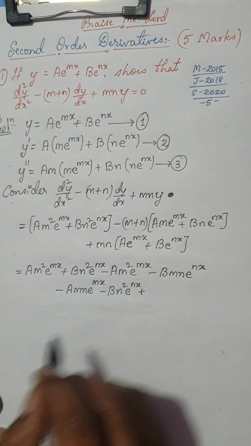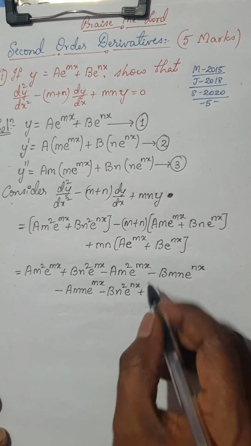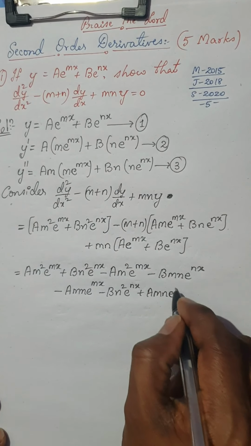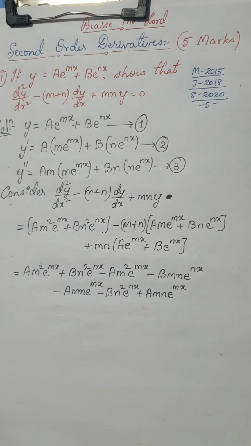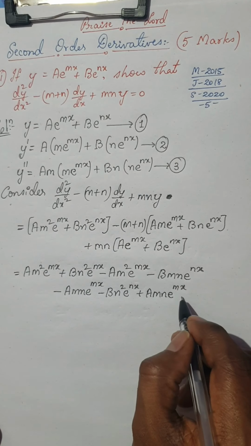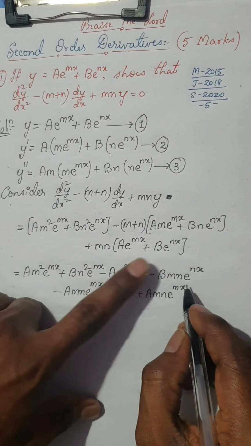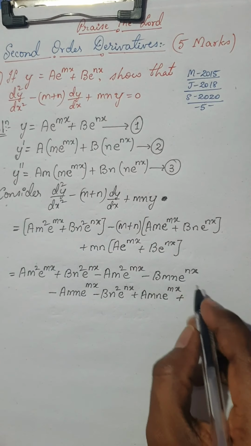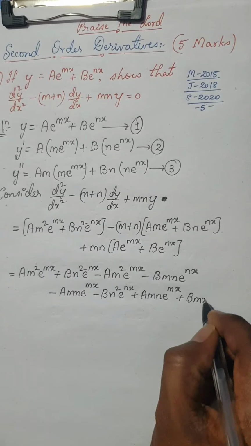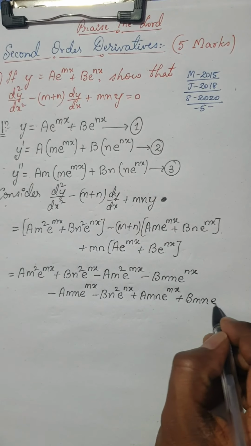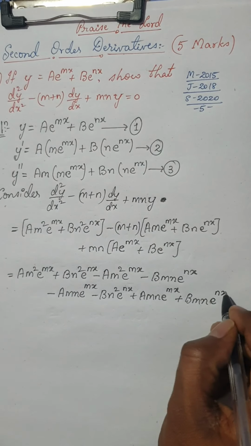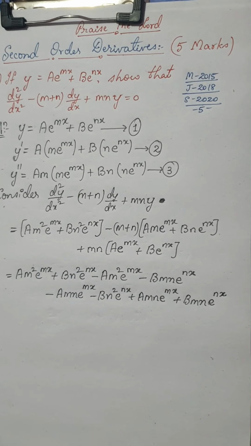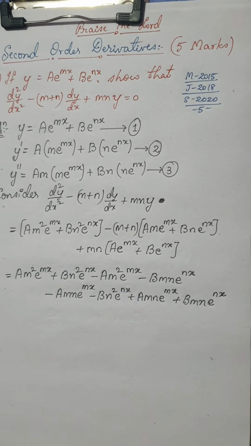Okay. Plus, now see the terms, mn into a is a mn into e power mx. Okay. Minus, sorry, plus. So plus into plus will be, I have plus b into mn is b mn into e power nx. So I have done all my work carefully here. I have multiplied and see what all terms will get cancelled.